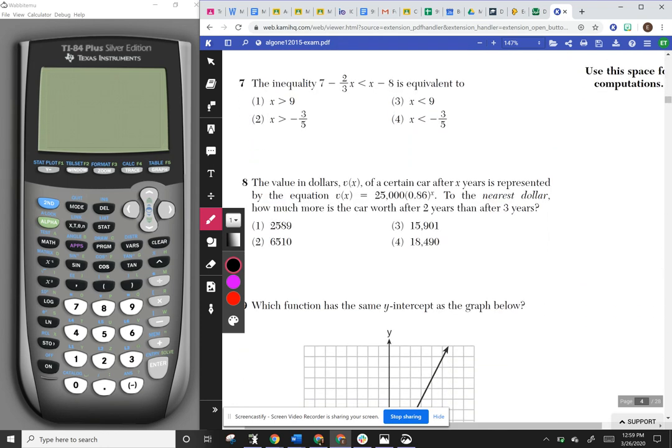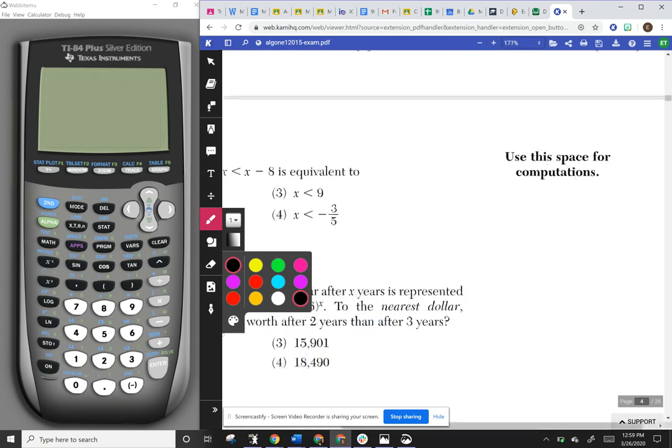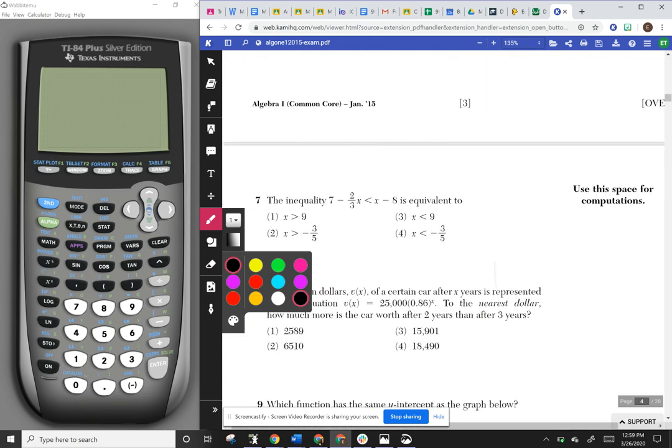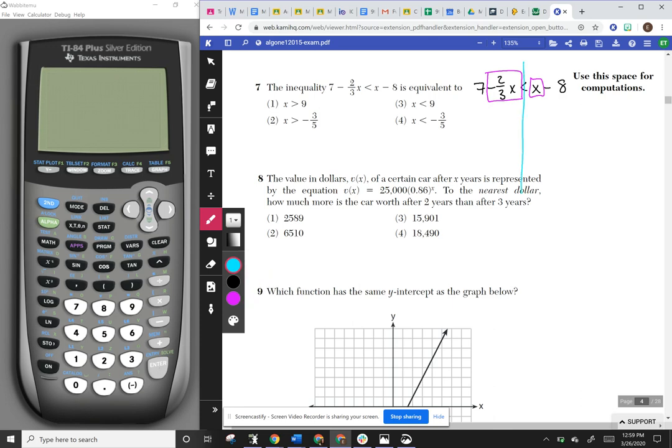Number 7, the inequality 7 minus 2 over 3x is less than x minus 8 is equivalent to. Okay, so this we're going to have to solve. So let me, just wanted to zoom out a little bit so I could have more space. There we go. Okay, so we got 7 minus 2 over 3x is less than x minus 8. And we want to solve for x. So we need to get these 2 terms on the same side of this inequality symbol.